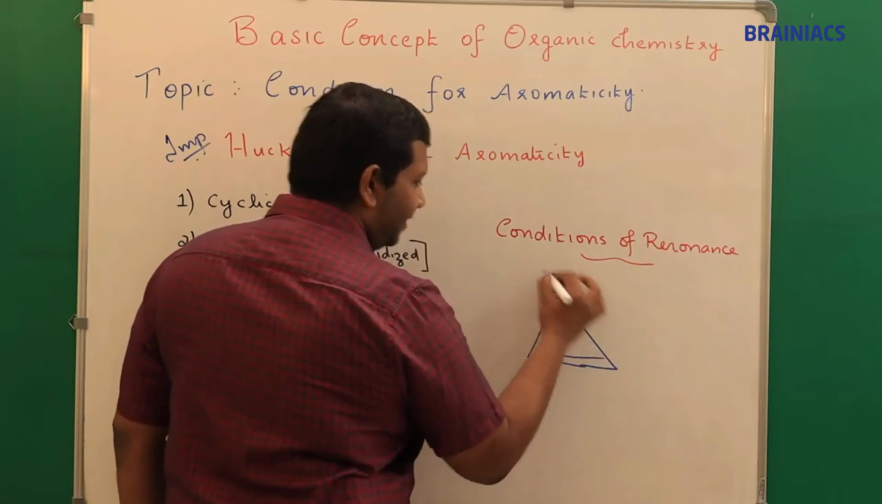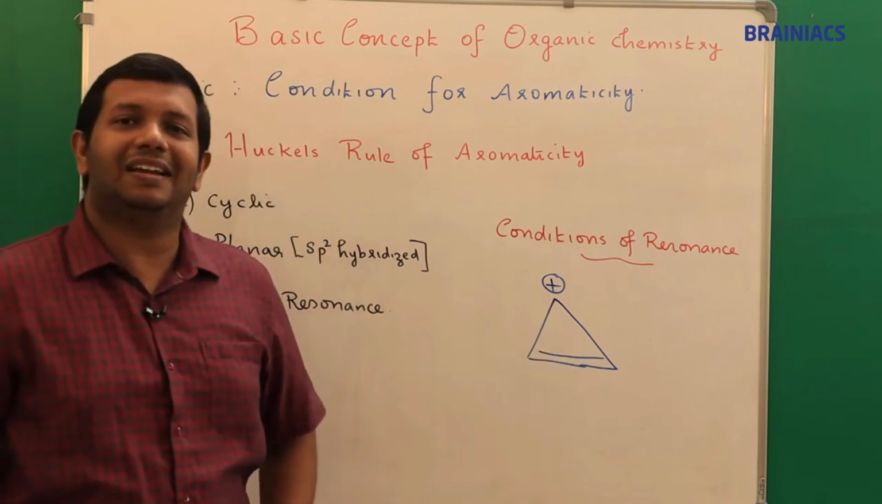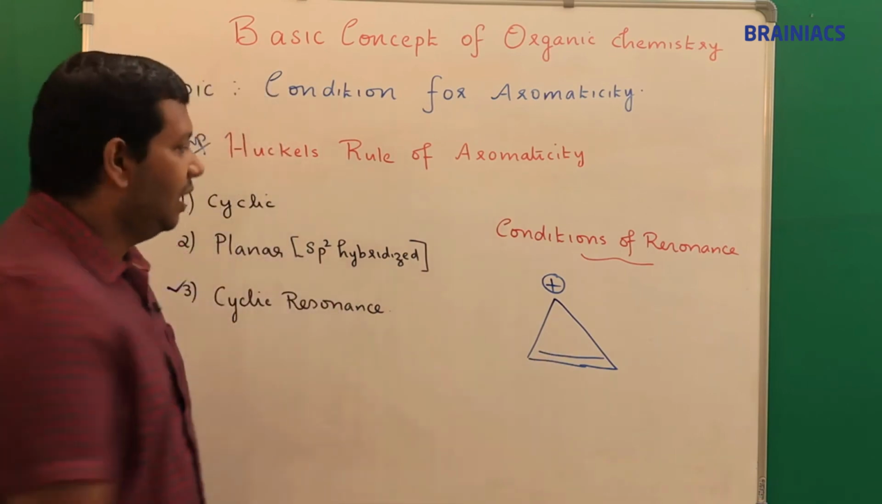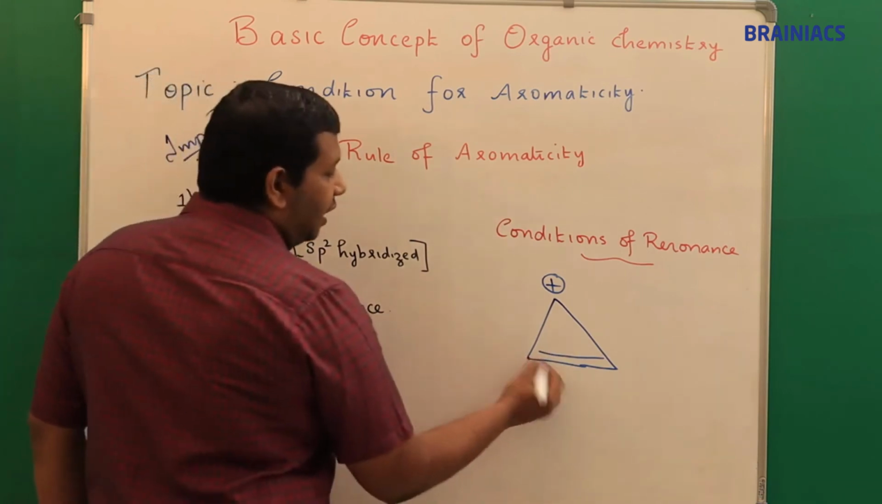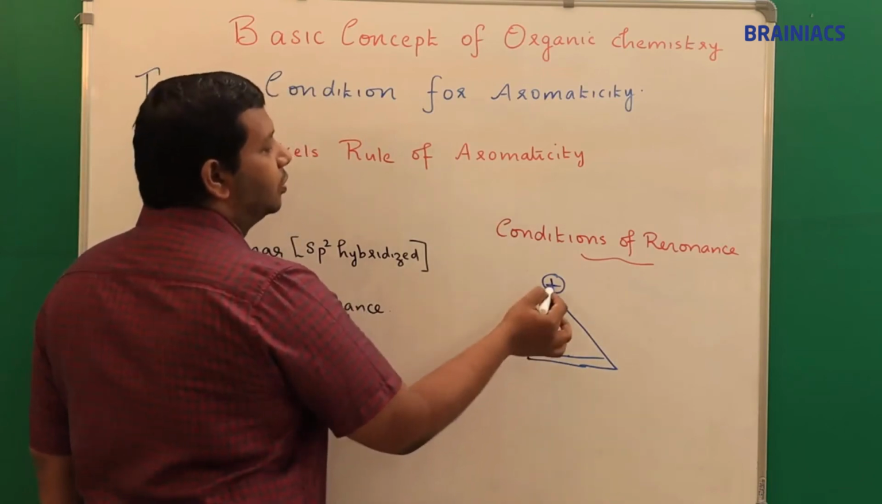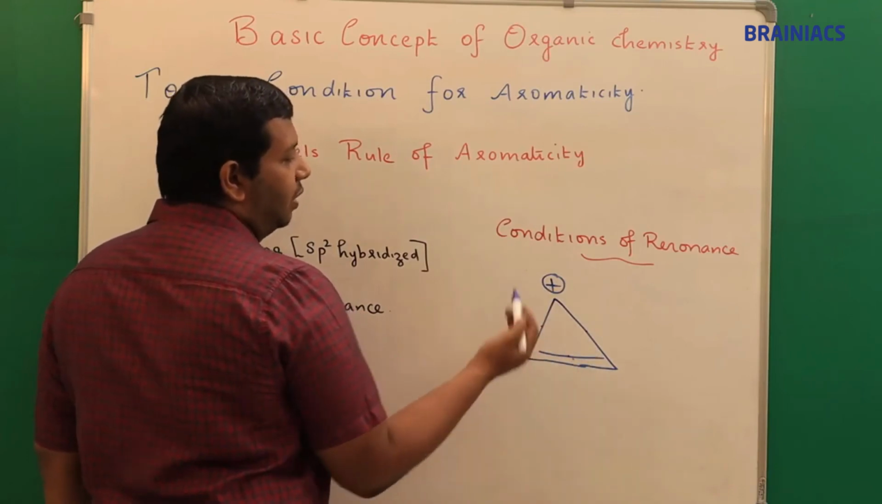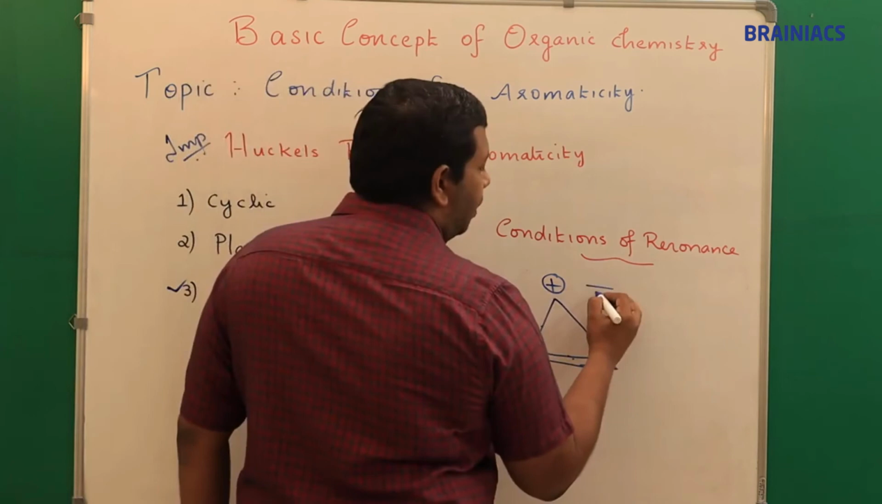Okay, I hope you have seen this example earlier. Now, tell me whether cyclic resonance is present here or not. So, listen here. As I told, a double bond is present here, a single bond, then comes a positive charge. Then a single bond, then a double bond. Understood? So, my condition is very simple.